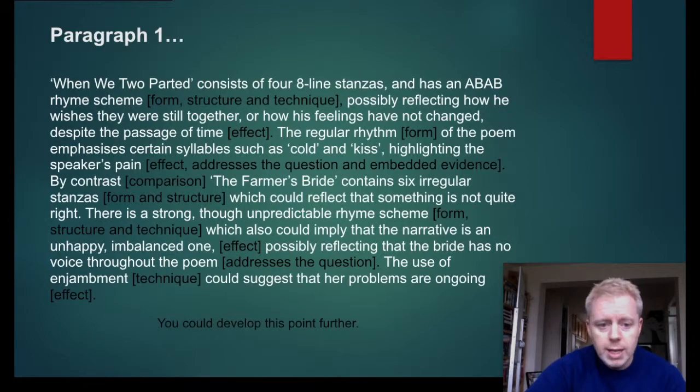By contrast, and there's your comparison with the other poem, The Farmer's Bride contains 6 irregular stanzas, which could reflect that something is not quite right, method and meaning. There is a strong, though unpredictable, rhyme scheme, which also could imply that the narrative is an unhappy, imbalanced one, possibly reflecting that the bride has no voice throughout the poem. The use of enjambment could suggest that her problems are ongoing.